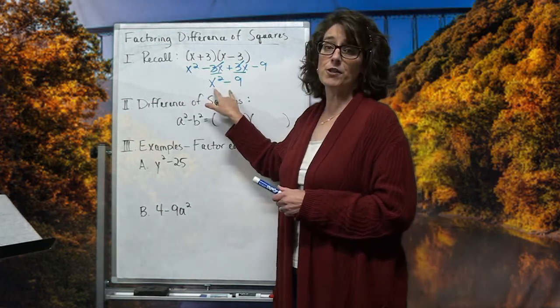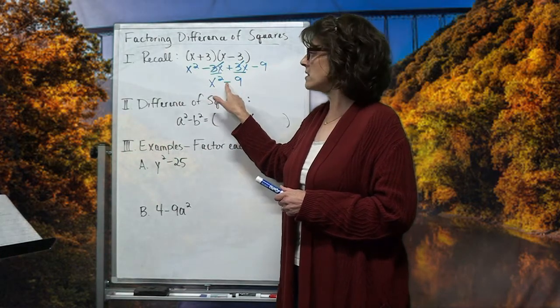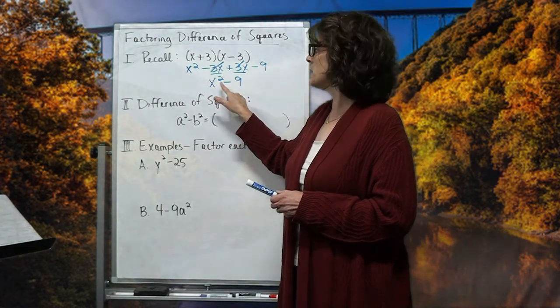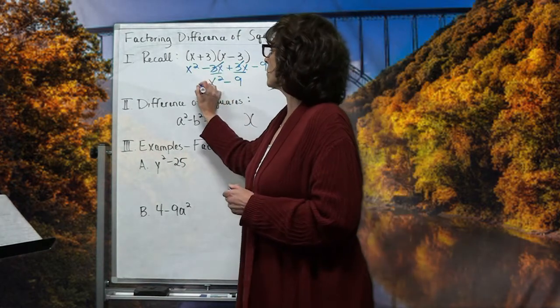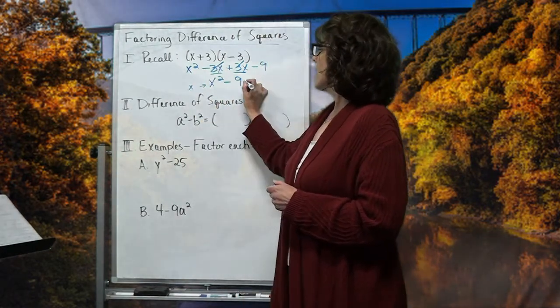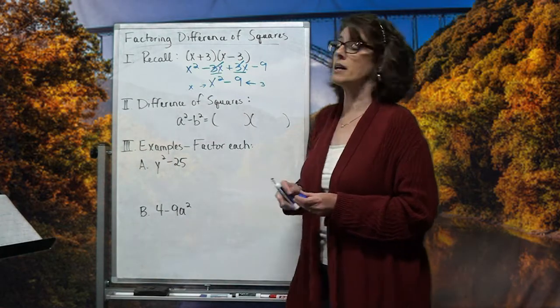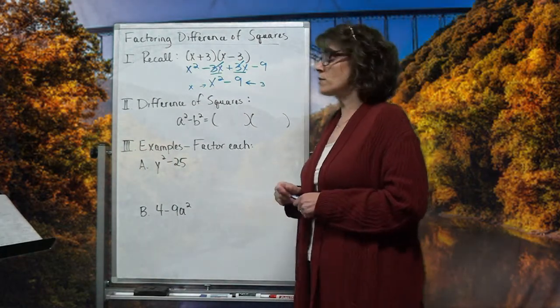This is a difference of squares. Difference because of the minus sign. Squares because this is a squared term. The square root of this is simply an x, and the square root of this is a 3. That's why this is called a difference of squares.